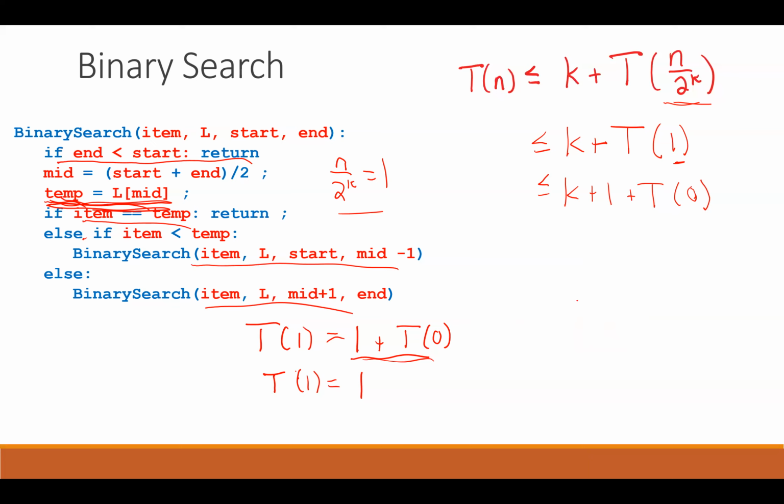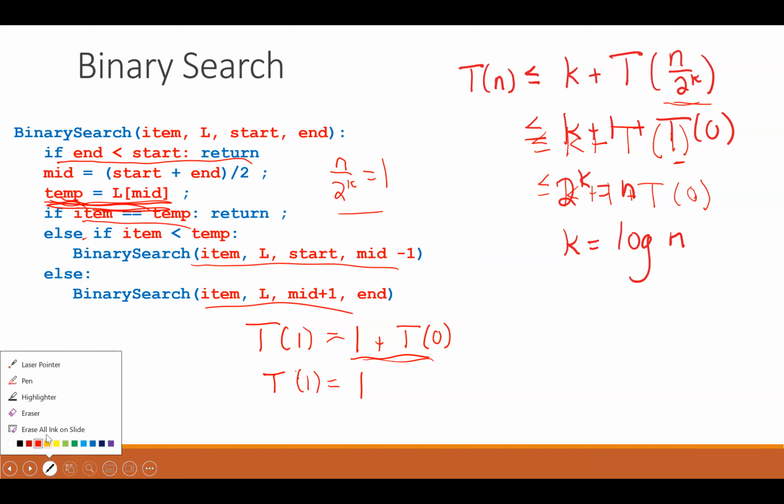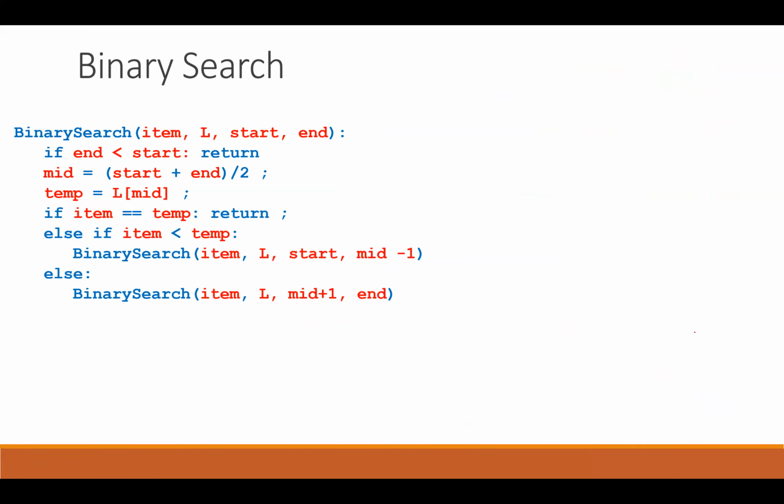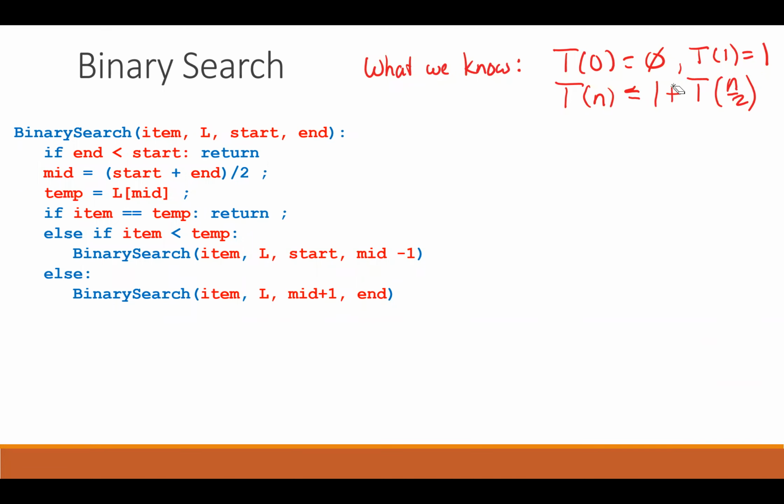Am I going to run out of time? Just about. k is equal to log of n. So I get my guess at a closed form: T of n is less than or equal to log base 2 of n plus 1. To prove it, I just prove it using induction, same thing, a little bit simpler. I have my 2 base cases just in case I need either one, and I have my recursive case, and I have my guess at a closed form.